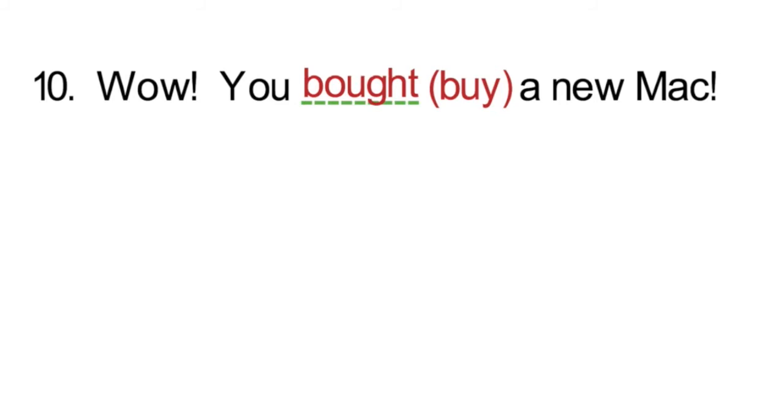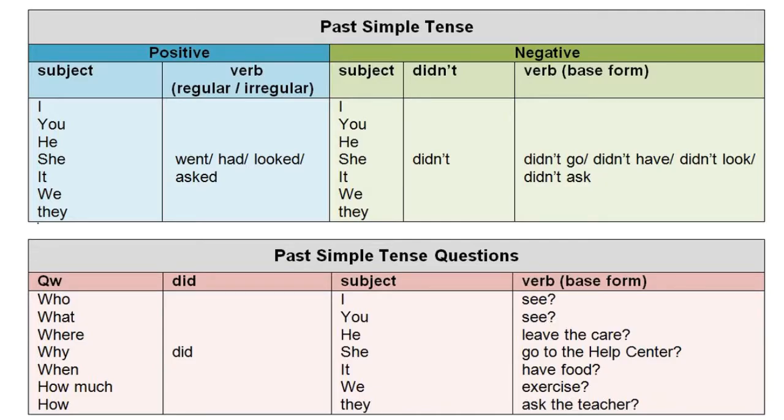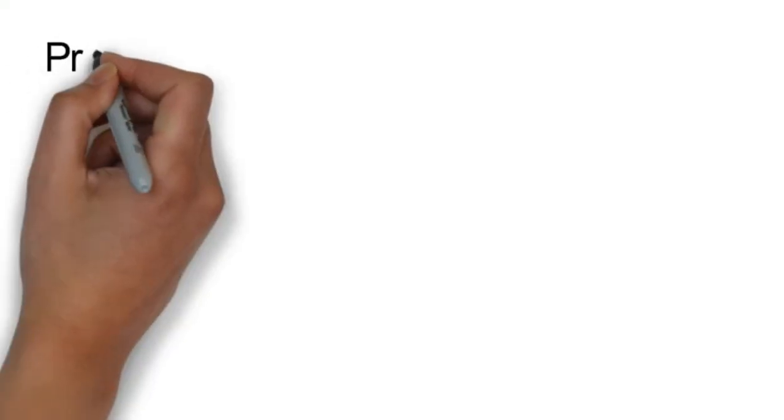Well, we've looked at the positive forms of regular and irregular verbs in the past. So let's focus on forming the negative and question forms now. Look carefully at the table to see how to make the positive, negative, and question forms of verbs in the past. It doesn't matter if the verb is regular or irregular. The pattern is always the same. Let's practice now. In this last part, each sentence has one mistake. Can you find the mistake and fix it?